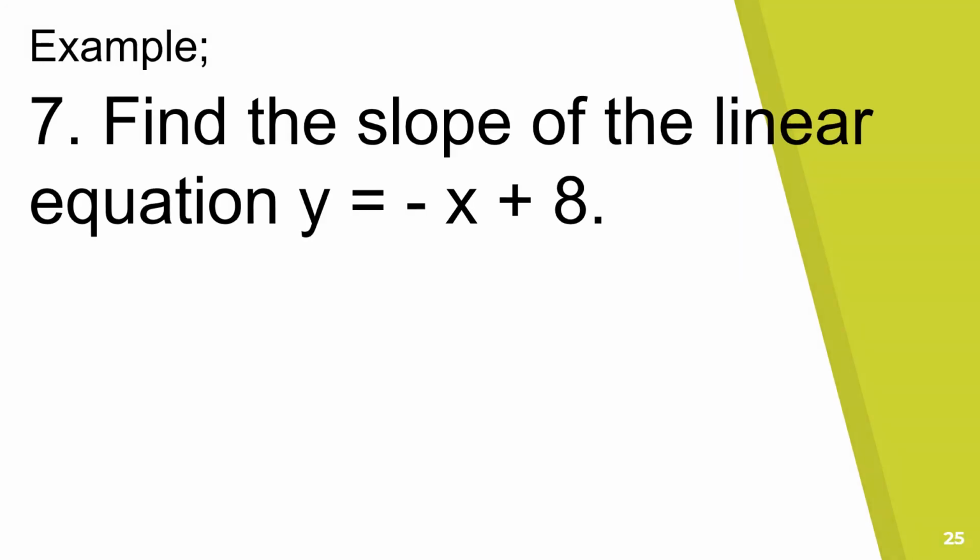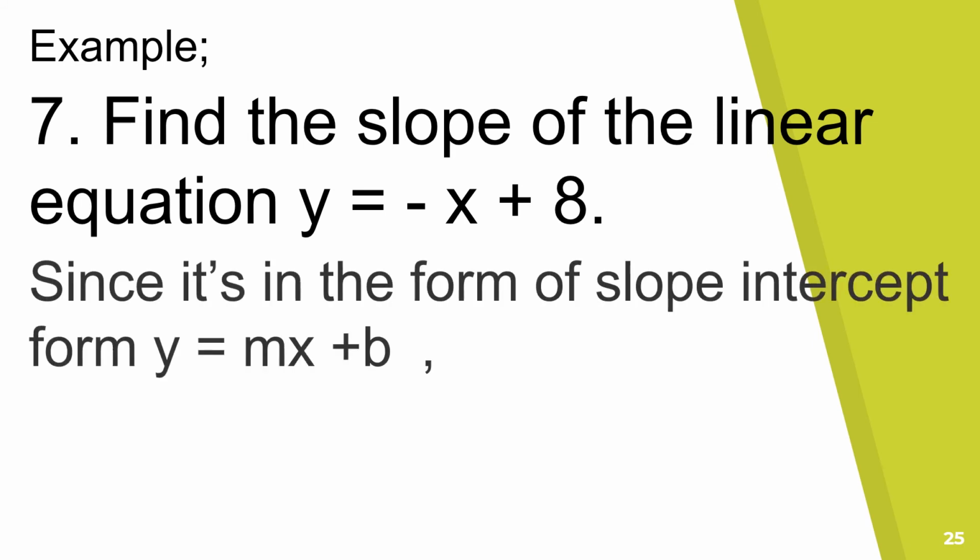Find the slope of a linear equation y equals negative x plus 8. But we all know that y equals mx plus b, m is the slope. So our m is negative 1. Yung number na katabi ng x. That's how easy it is pag slope-intercept form.